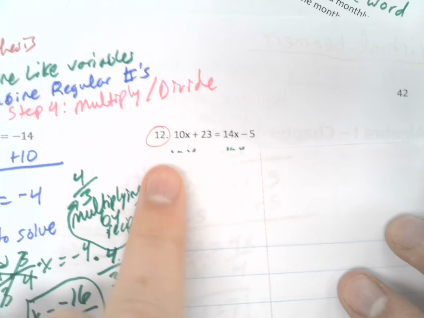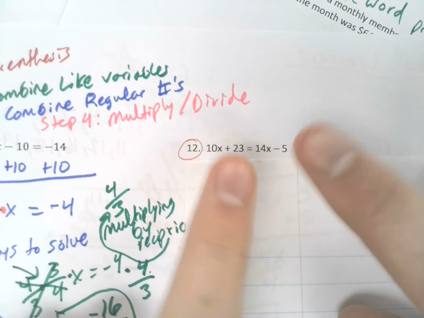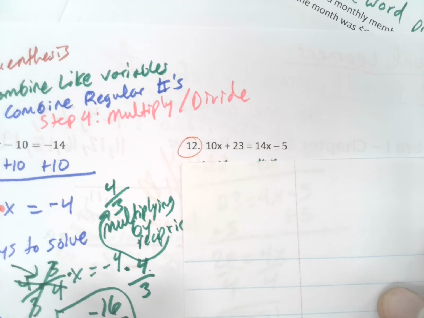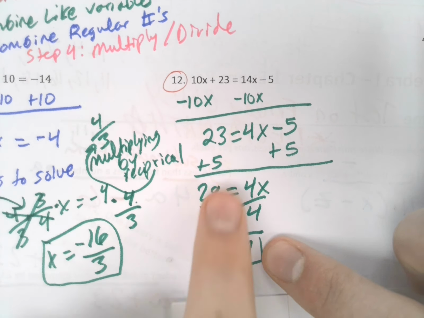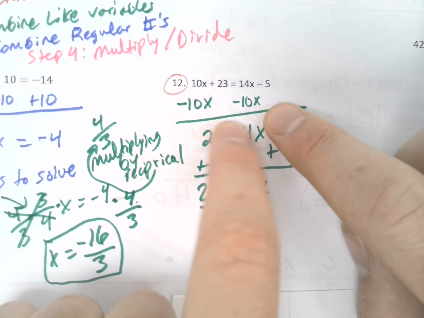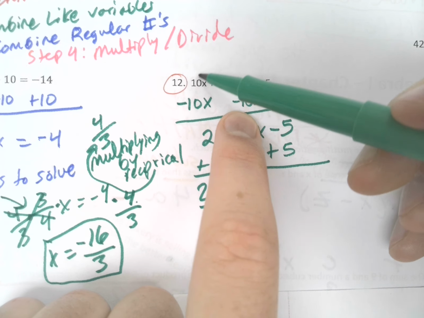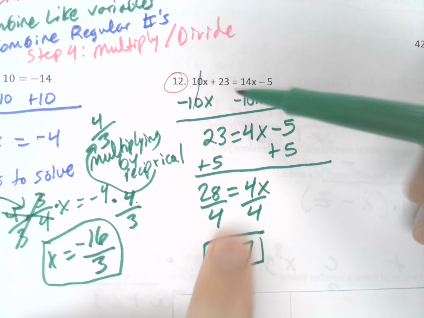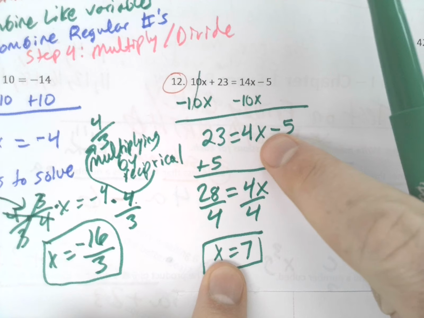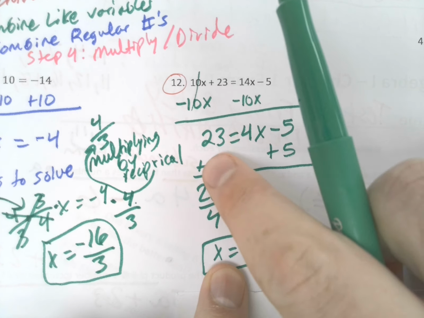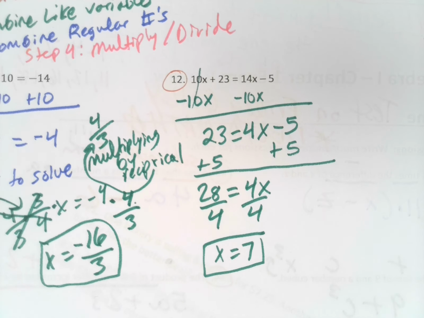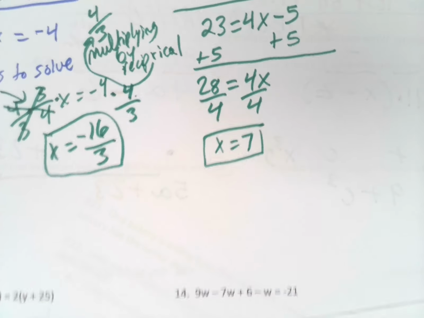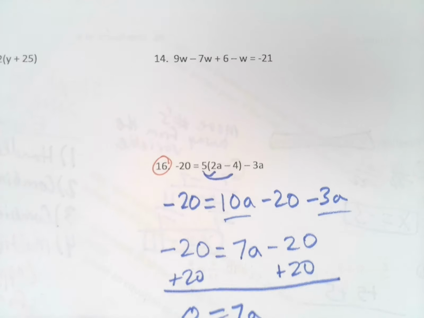Now, number 12. This is a bread and butter problem, guys. So I'm going to let you see if you got number 12 right here. X equals 7. Combine variables. I'm going to subtract 10x over to get rid of it. Okay. And then we add 5, because again, we're trying to get everything away from x. So move that 5 over, and then divide by 4. Nice work, nice work.